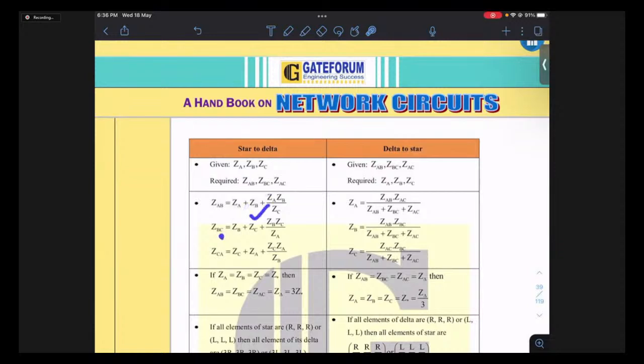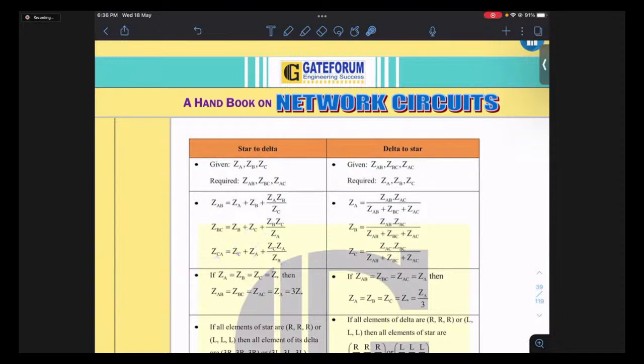ZA. Third one means here, there are three notations we are using, A, B, C. So AB are here, the third one is C. Here BC are here, the third one is A. Here CA are here, the third one is B. Similarly, if I ask what is ZCA, it is ZC plus ZA plus the product of these two divided by ZB.